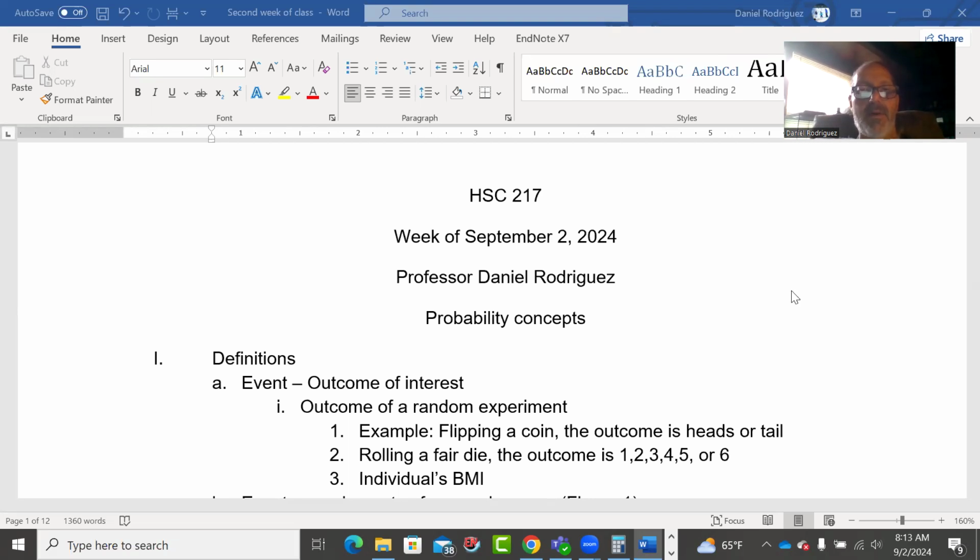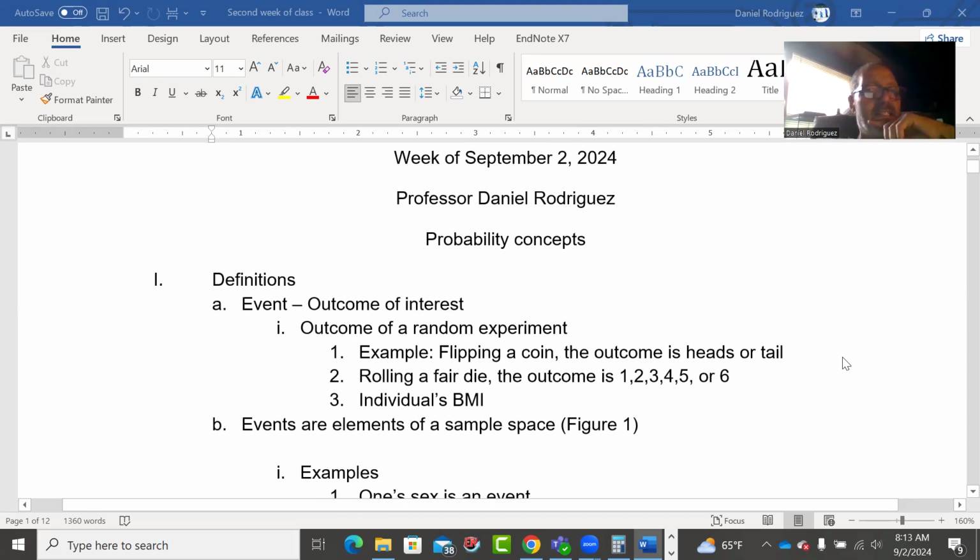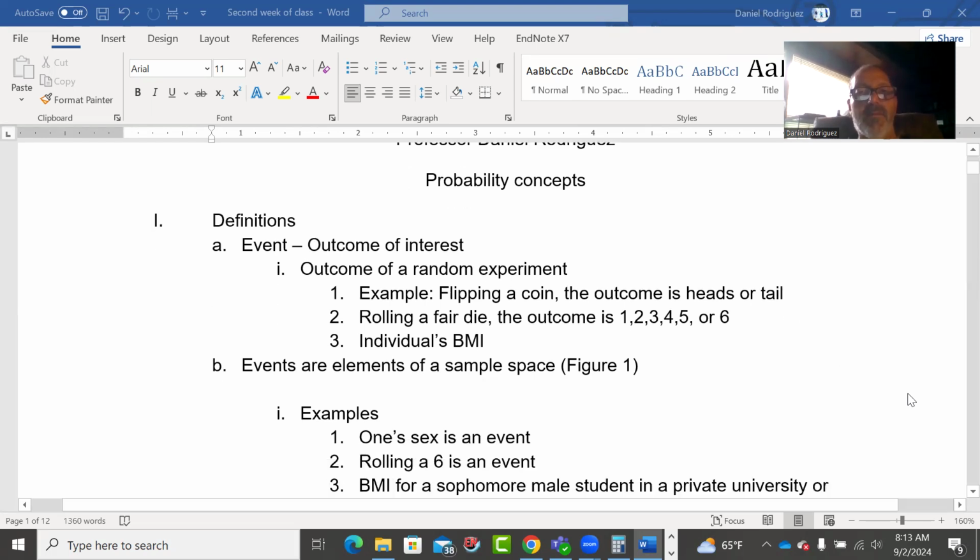Today we're going to start talking about probabilities. We're going to go over a lot of basic concepts, and end up with sensitivity, specificity, and positive predictive value. These are all important concepts to learn, especially if you're in the health sciences. Let's just go through some definitions.